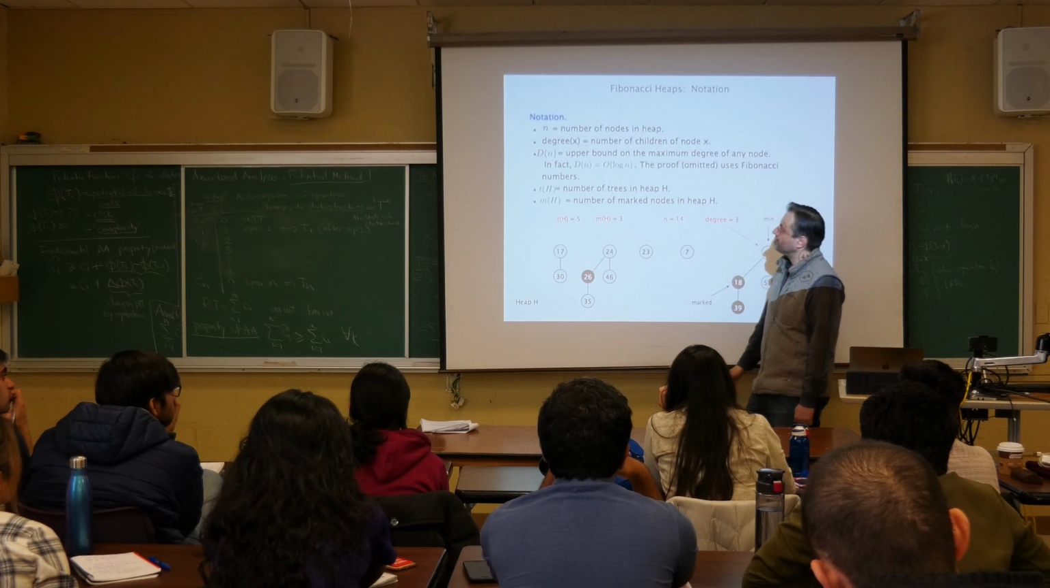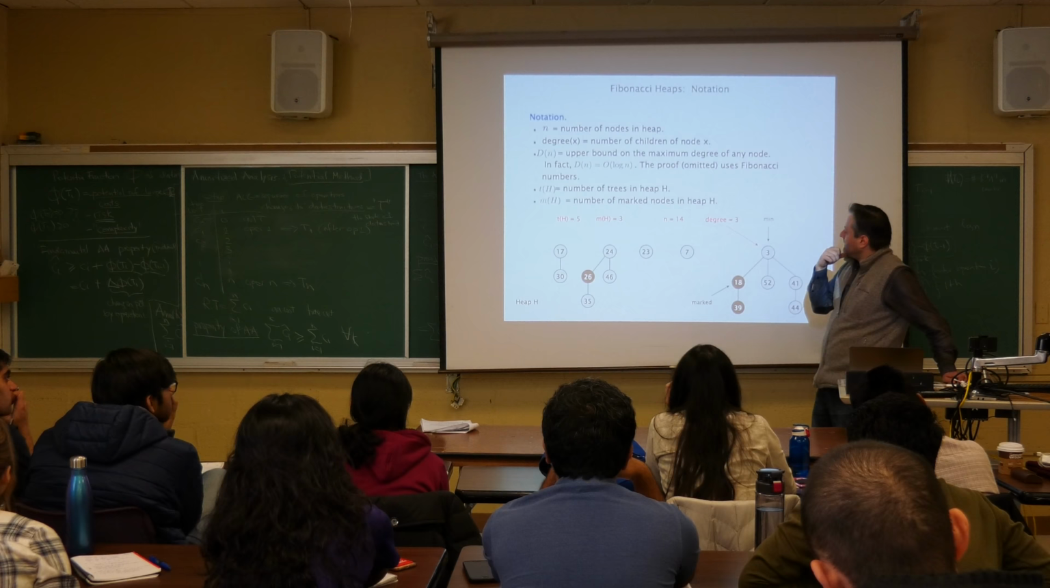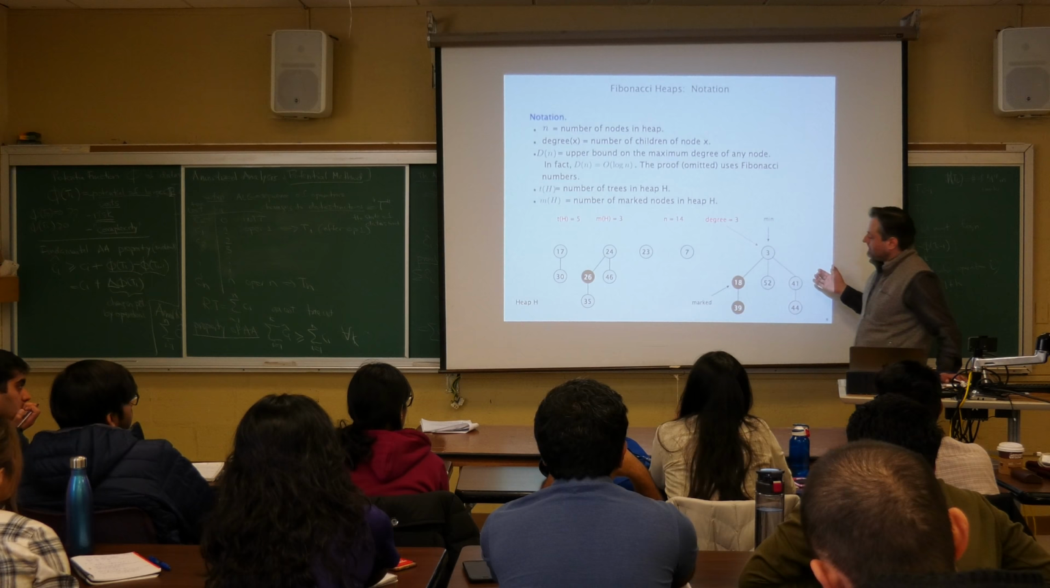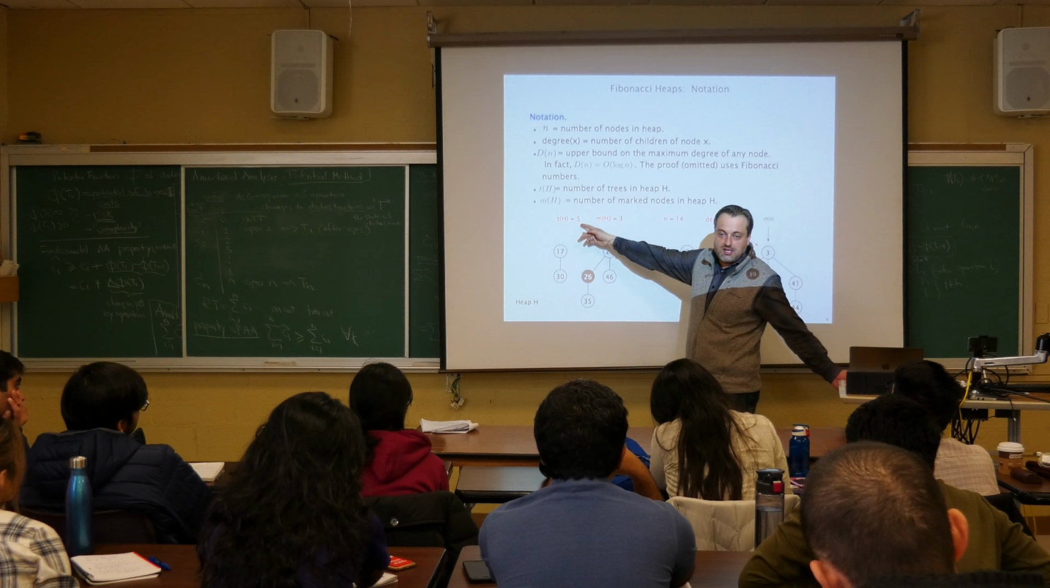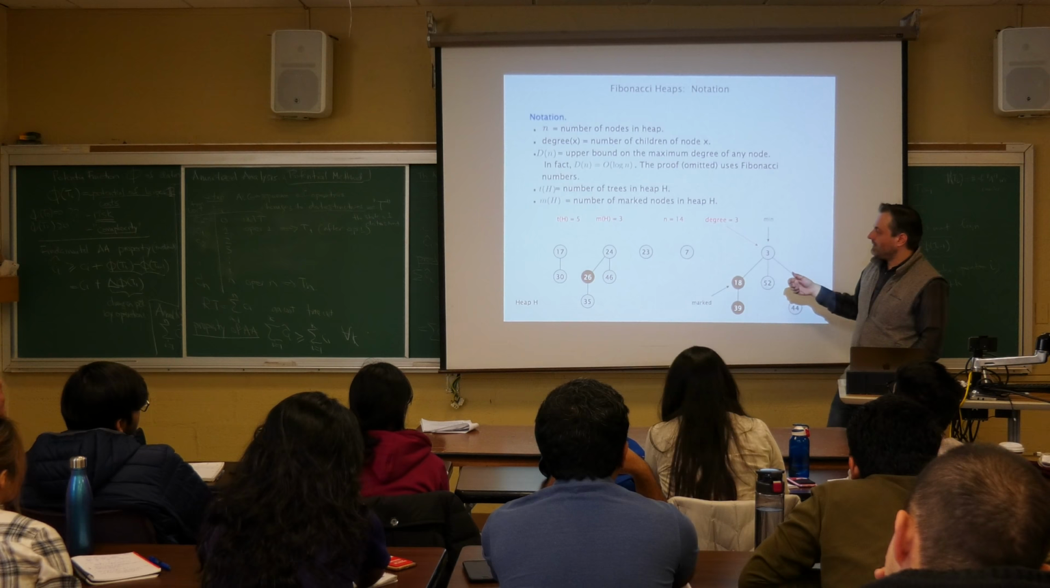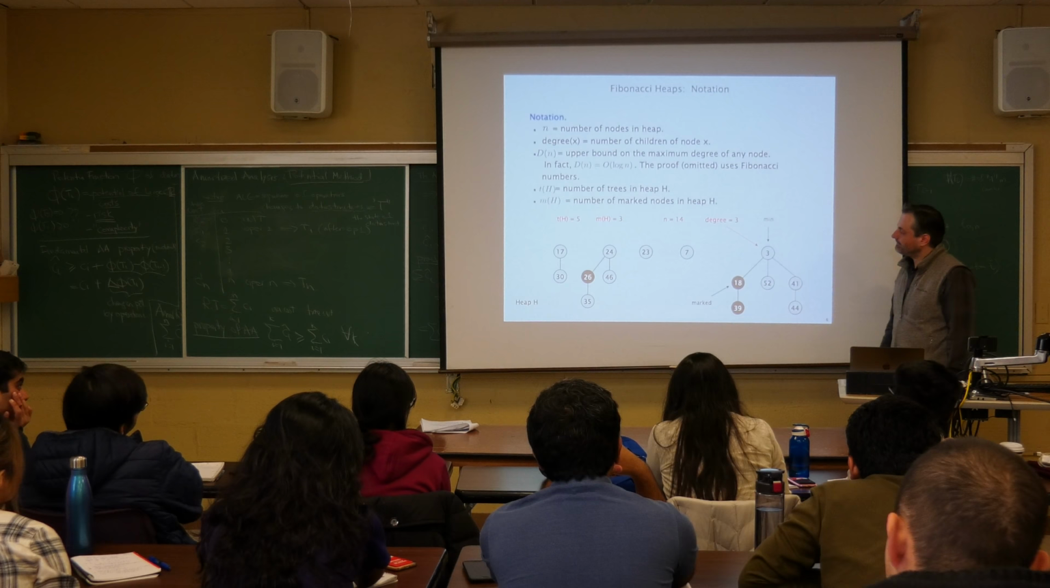So in here, we have minimum is a 3 in this example. N is 14, that's the total number of nodes. Is that correct? How many nodes are here? 6, 7, 8, 12, 14, right, that's right. T of H is 5, who's T? Number of heaps or trees, so that's 5. And who is M? Number of marked nodes? 3.